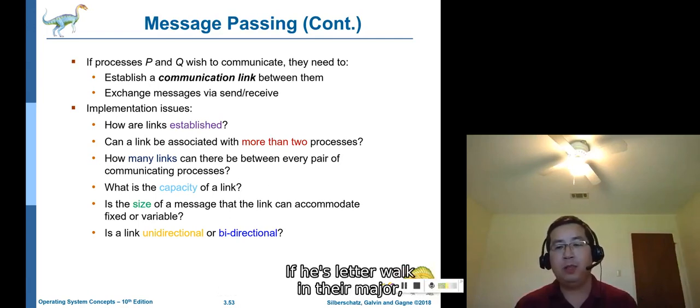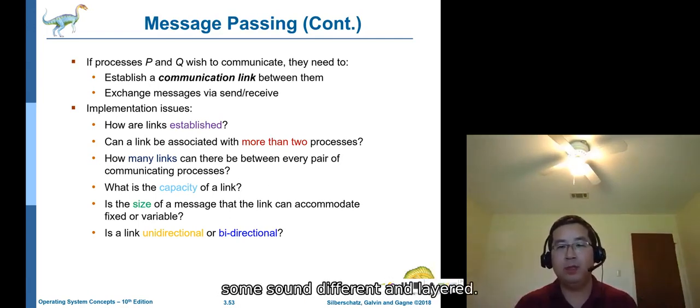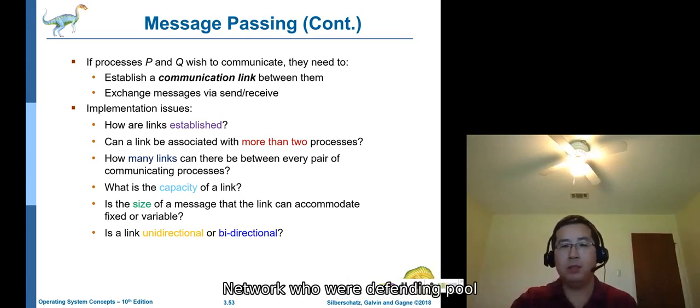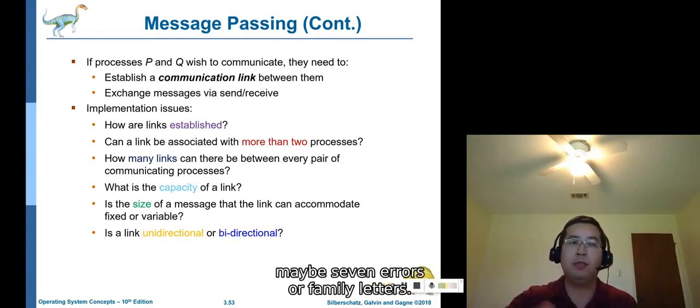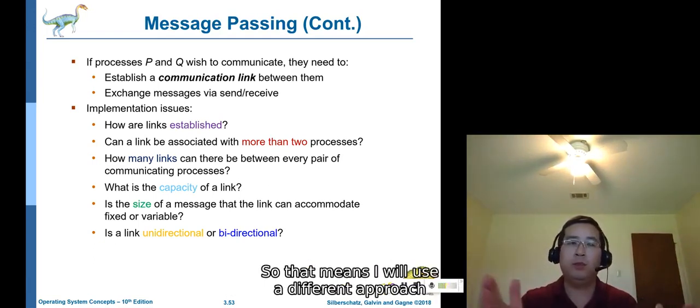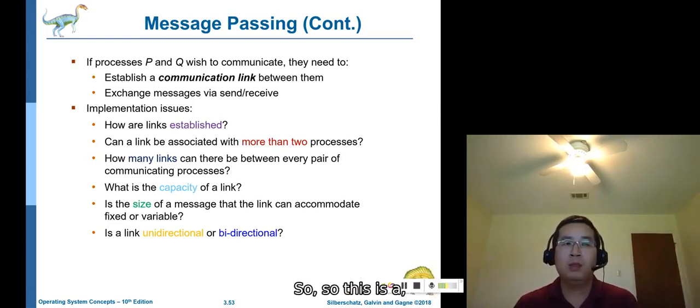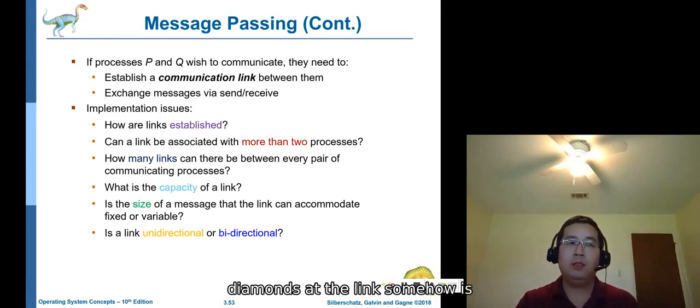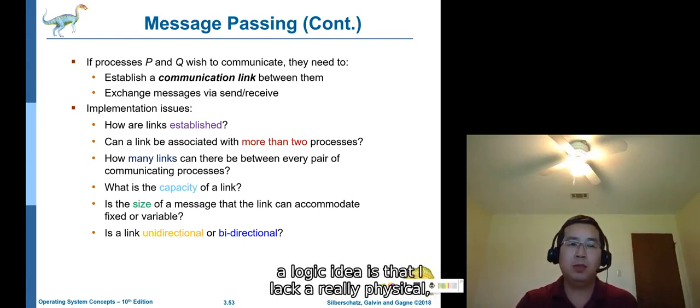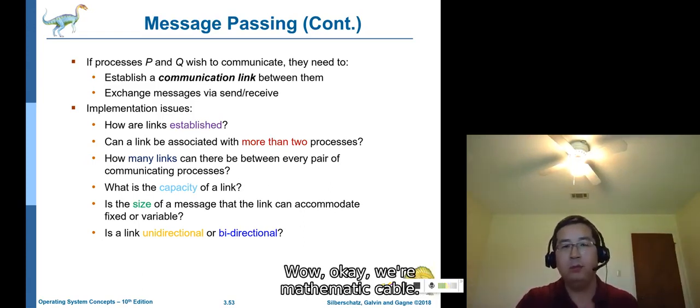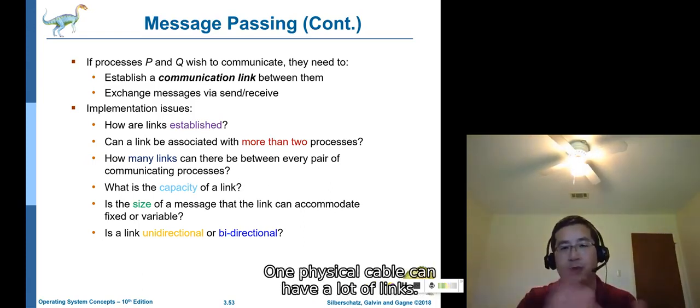If it's networking, they may use different layers, because when we talk about the network, we divide it into maybe 7 layers or 5 layers. That means we use different protocols to communicate in the comparable layers. This is the same idea. The link is sometimes a logical idea. It's not a really physical one. We don't must buy a cable, because even one physical cable can have a lot of links.